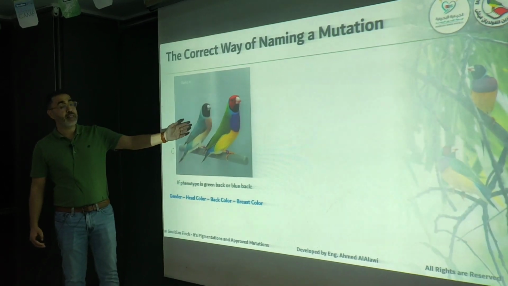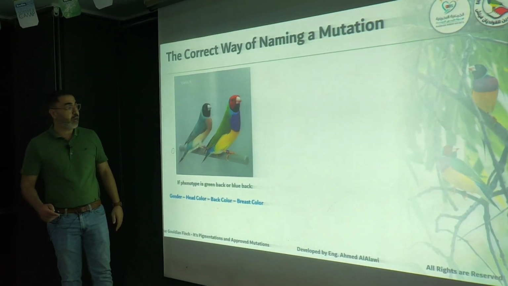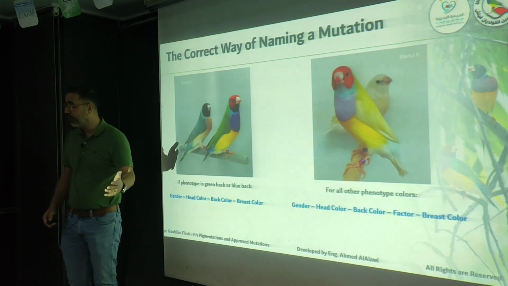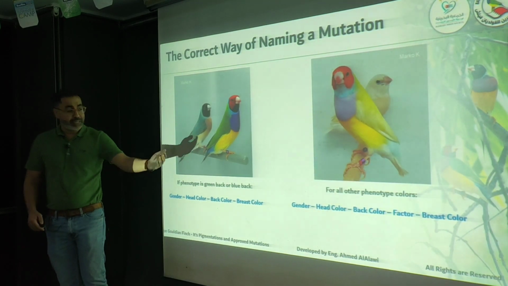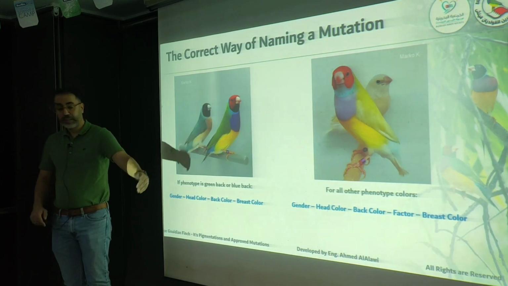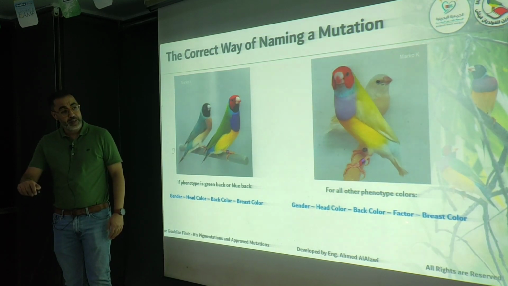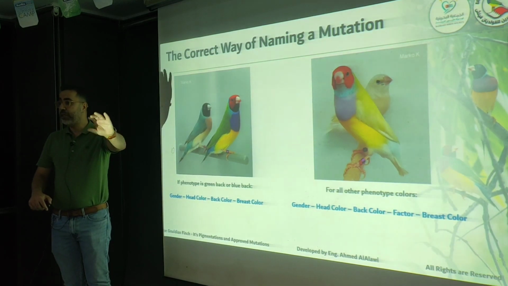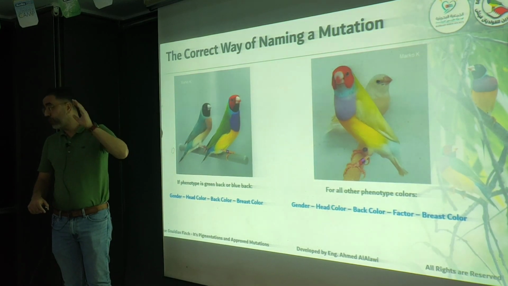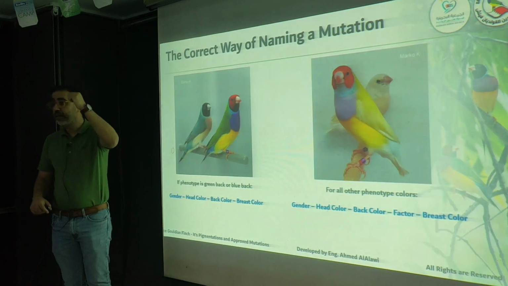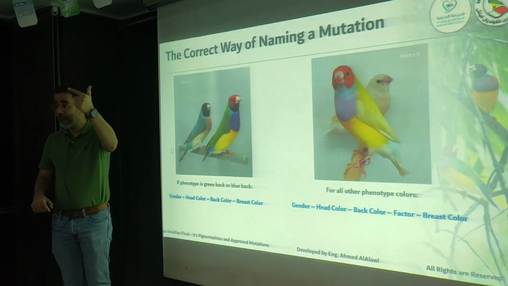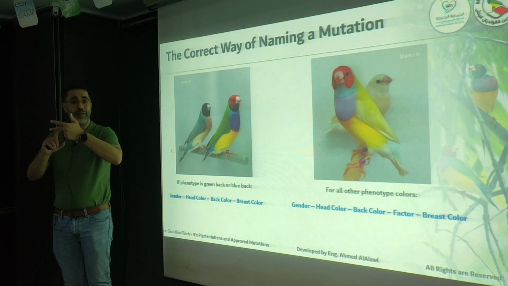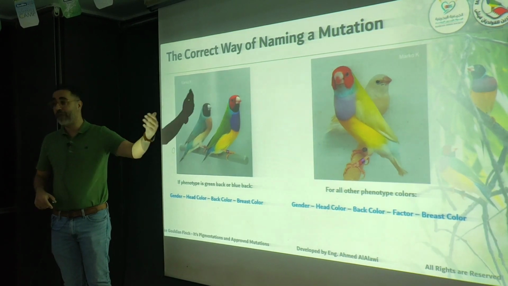And when I look at this, similar story. Now I move on. What if it's a pastille? What's the difference between the two? The difference is in the factor. Same topology. Head, first of course the gender, male or female. Then head, back, factor. Is it single factor? Is it double factor? And then the breast.